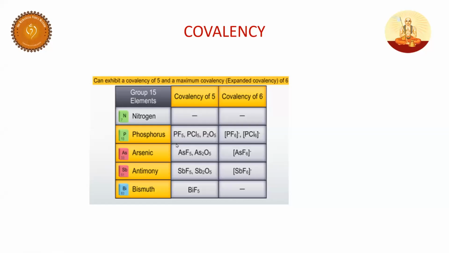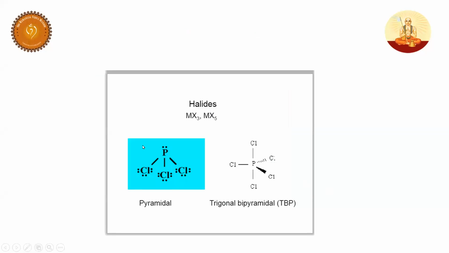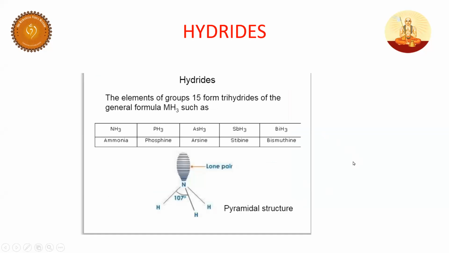We'll discuss these compounds in the following classes. Here you can see the pyramidal structure, PCl5 trigonal bipyramidal, and PCl3 here, they are the halides. And the most important episode we are getting into is hydrides. The hydrides of nitrogen are one of the most potential topics for competitive examinations. These hydrides are having pyramidal structure like nitrogen. Ammonia, phosphine, arsine, stibine, bismuthine. So these are called hydrides.